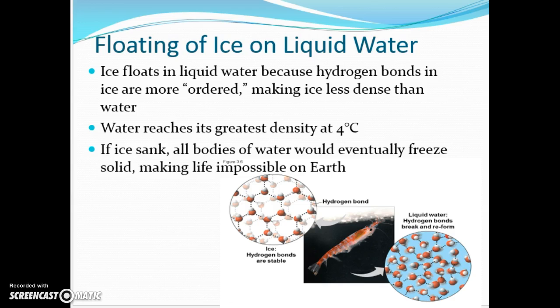And this property of floating ice allows all the bodies of water to keep from freezing solid. Because if you think about it, if water froze the way most substances freeze, then ice would actually sink. It would be as dense or more dense than liquid water. And if that were the case, then all of our bodies of water would become solid, and there would be no life allowed below the surface wherever we have frozen water.